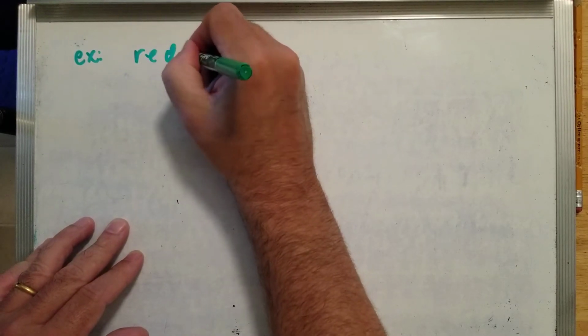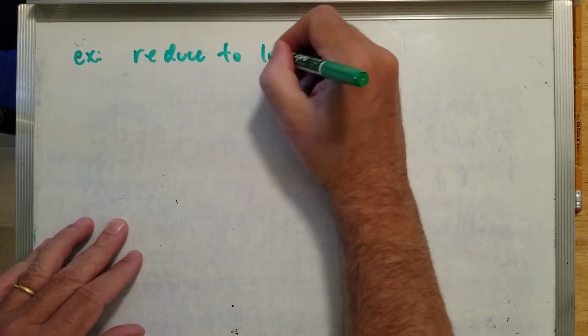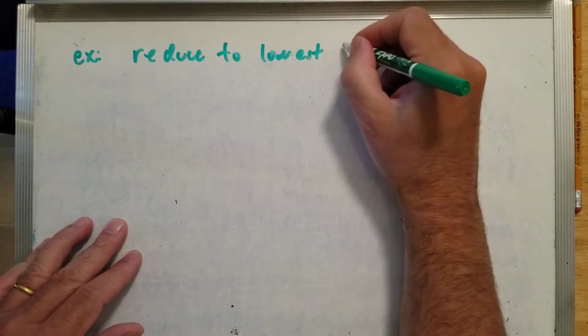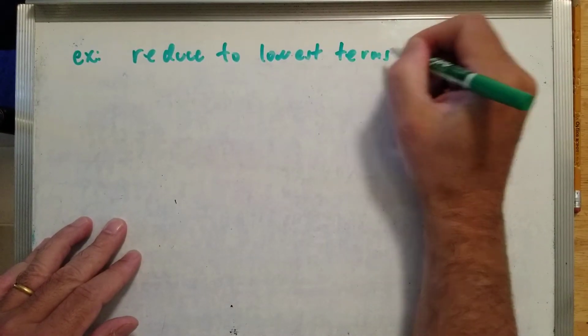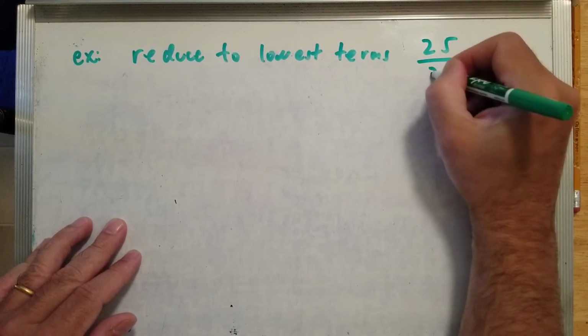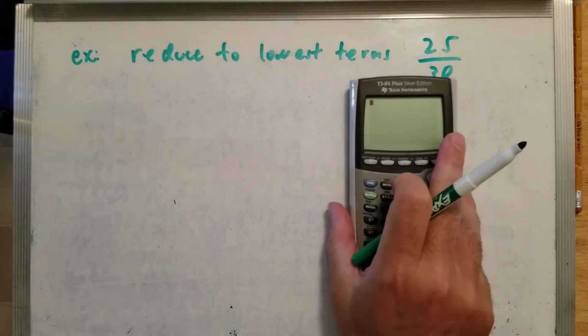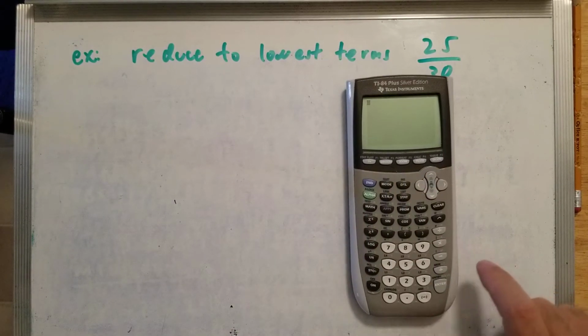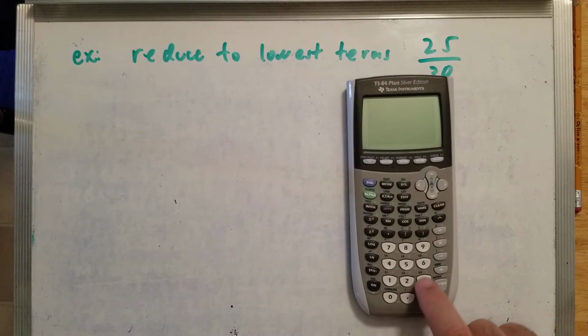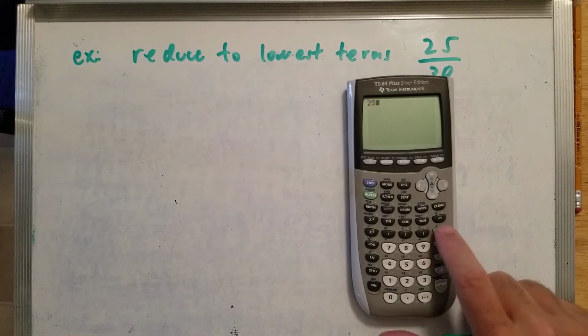Reduce to lowest terms 25 over 30. Just the old-fashioned way, there's a common factor of 5 that we would divide up, but let's let the calculator do this for us. So the first thing I'm going to do is go 25 divided by 30.